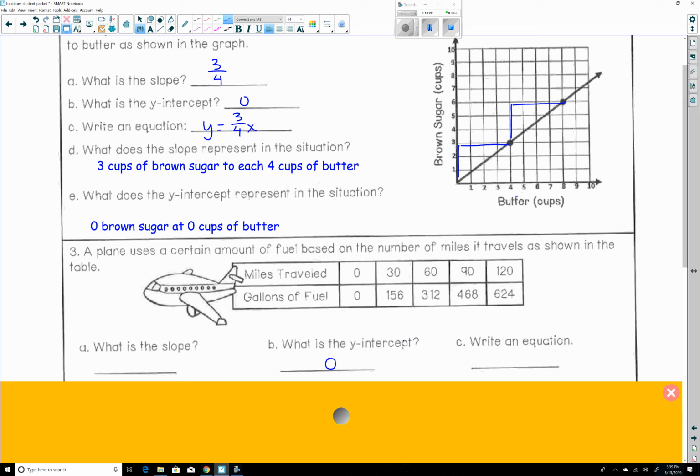I'm going to do the change in y over change in x again. This is y, this is x. 0 to 156, that's a plus 156. 0 to 30, that's a plus 30. Change in y, 156 over change in x, 30. 156 divided by 30 is going to be 5.2. So hopefully when you calculated your slope, however you calculated it, you came up with 5.2.